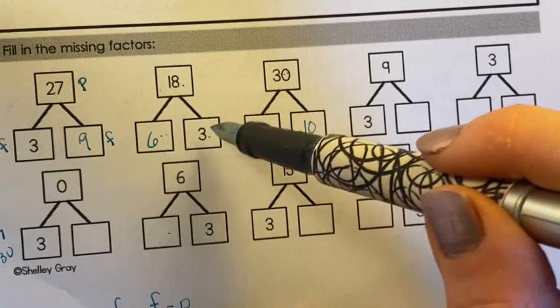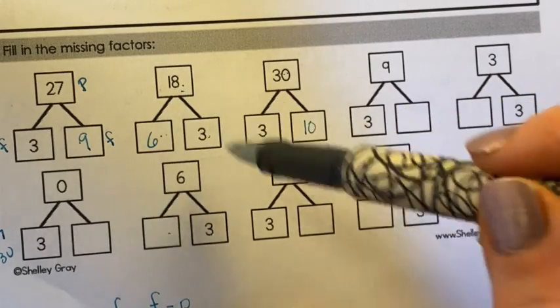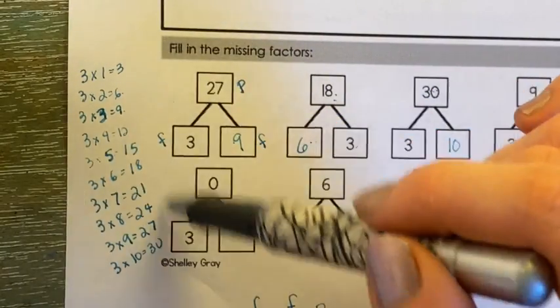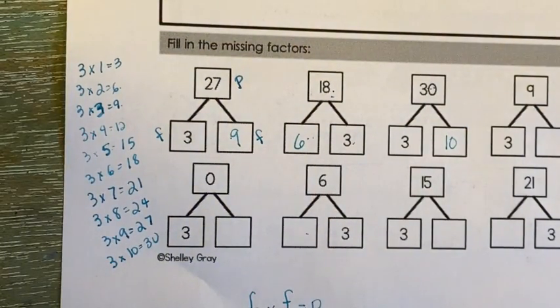It's like a fact family. So 6 times 3 is 18. If I look here, well, what times 3 is 6? I can go over to my list to find the answer. I hope that's helpful, but I want you to try this on your own, okay? On your own. Thanks, guys.